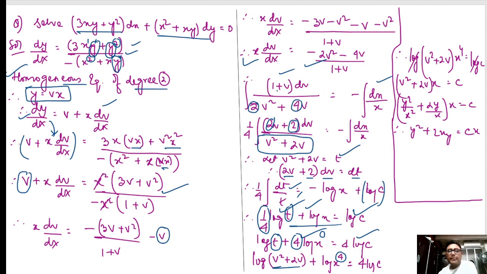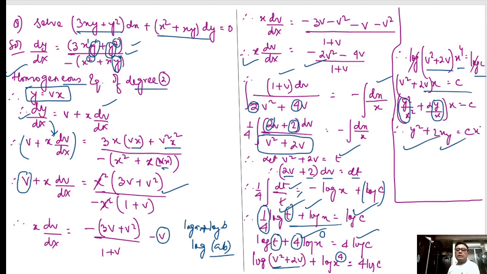So let's see. Log a plus log b is log a into b. So here we have applied log a into b is log c. Log cuts, it becomes this. Now in place of v, we will replace y by x and solve it, and we get the differential equation. This is how we get the differential equation. Let's see the next thing.